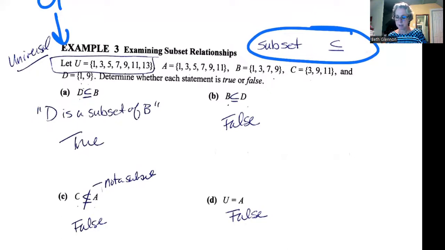B, is everything in B also in D? Is everything in B in D? Is that true? No, it's not. That is not a subset. Therefore, it is false. Okay.